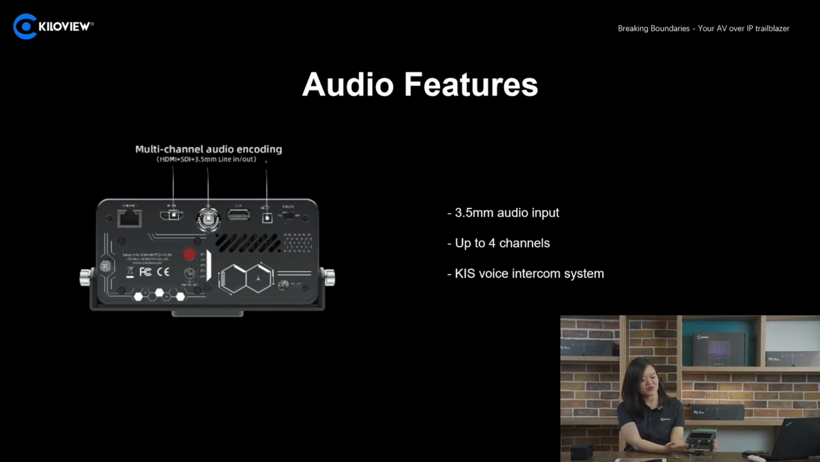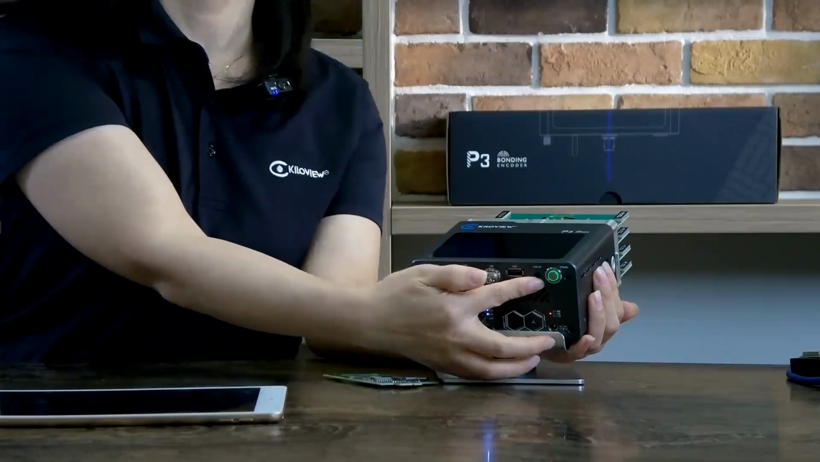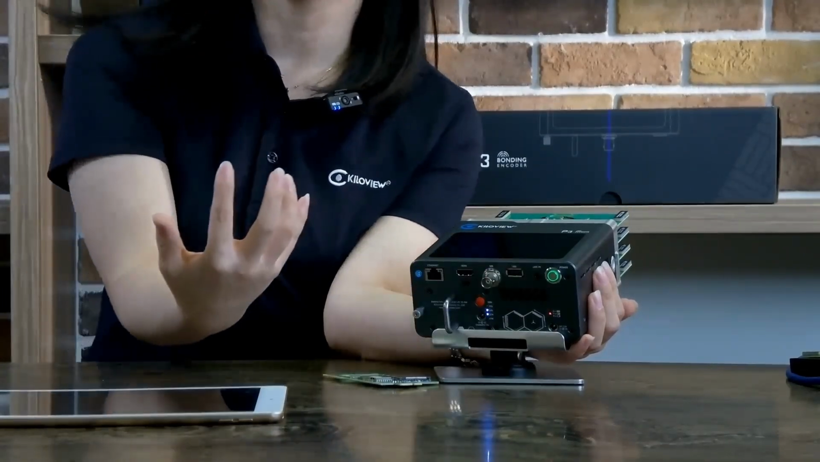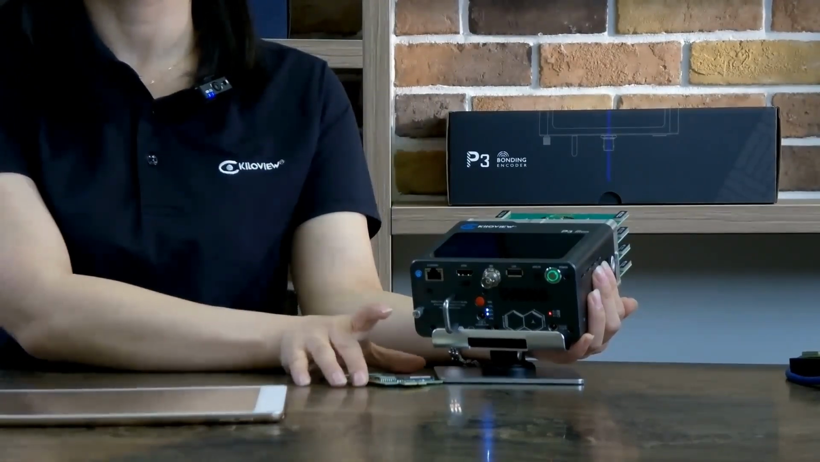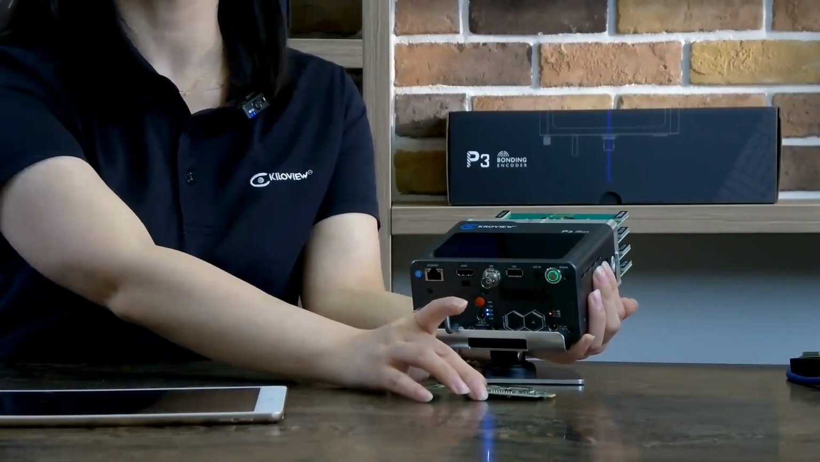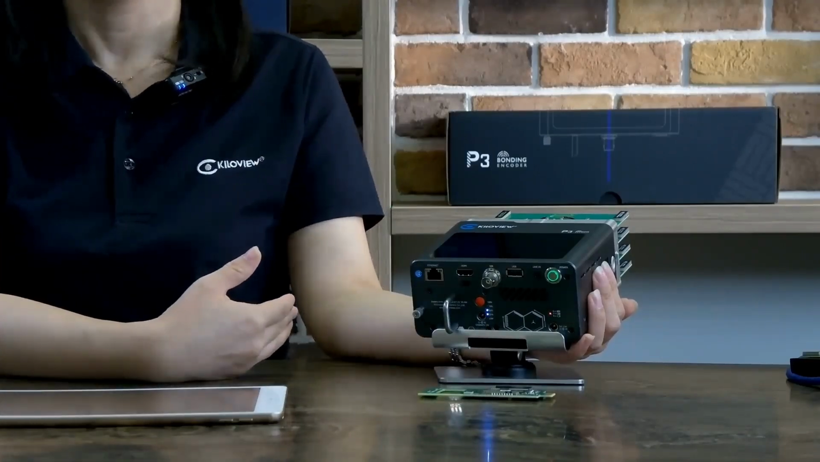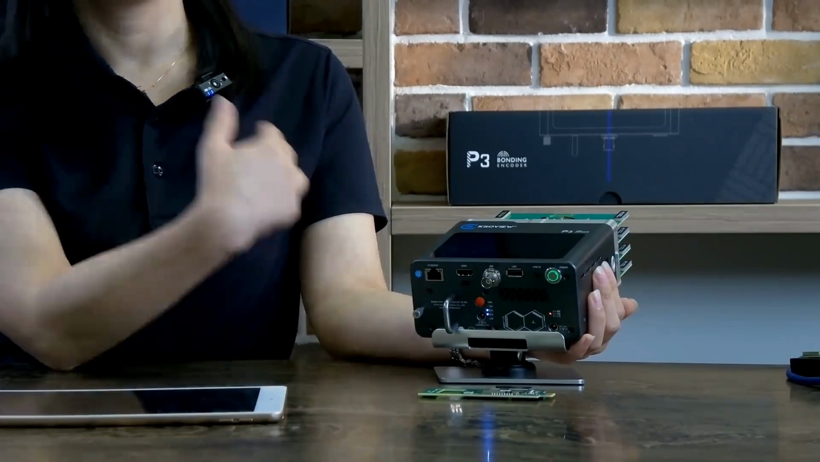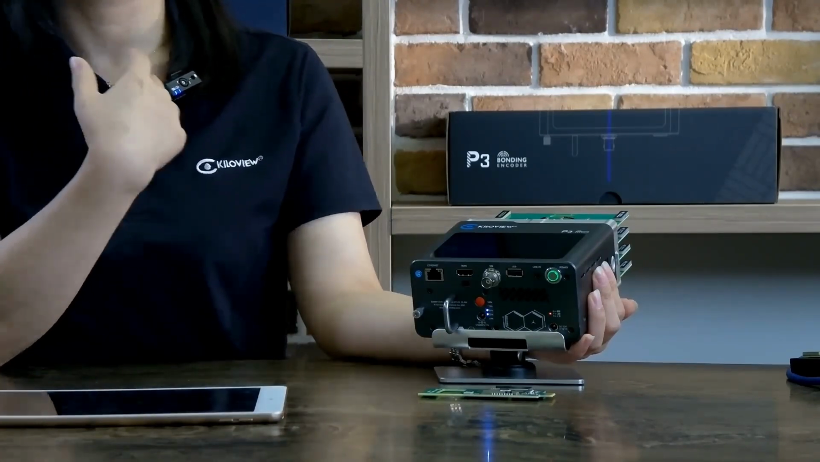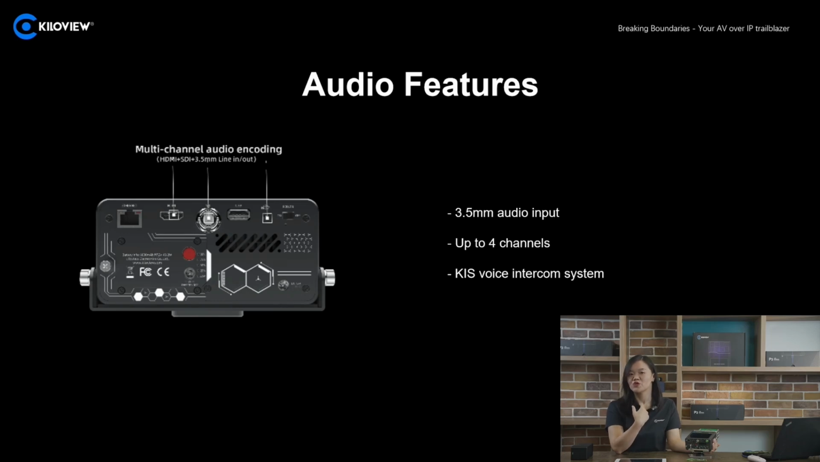And here you see we have 3.5 millimeter audio. We can support line-in, which allows you to integrate both the audio embedded in SDI and HDMI, as well as analog audio. The P3, both SDI and HDMI, can support 4 channels of audio, so you can combine and manage different audio sources. This is actually a significant upgrade compared with our previous generation, the P1 and P2, and makes the P3 more professional.